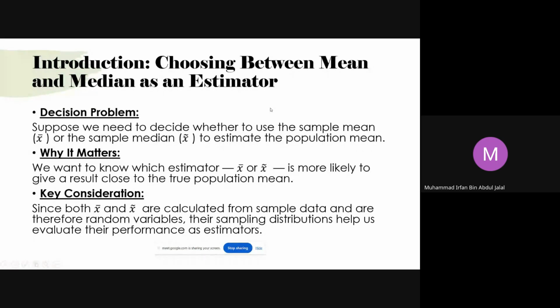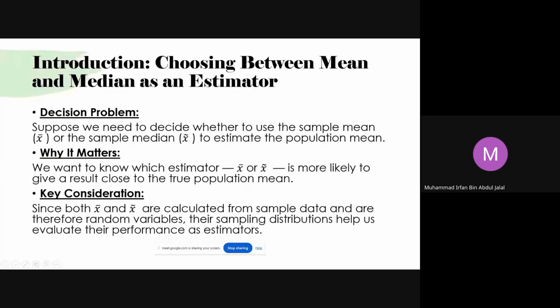So for example, there's another example. This is a decision problem kind of example. Suppose we need to decide whether to use the sample mean or the sample median to estimate the population mean of a condition of interest. For example, the example that I gave you previously is to estimate the population mean of blood pressure or perhaps a glucose level in individuals or in patients with type 2 diabetes mellitus, or kencing manis jenis kedua.